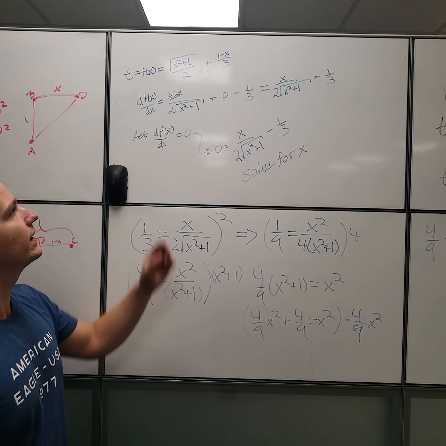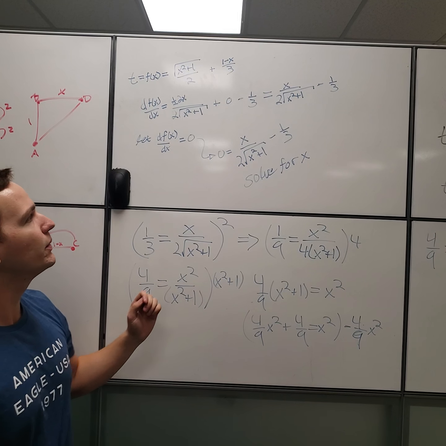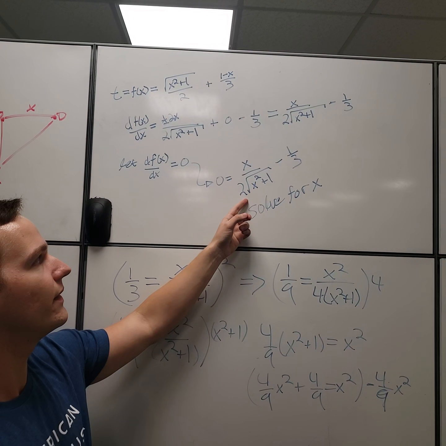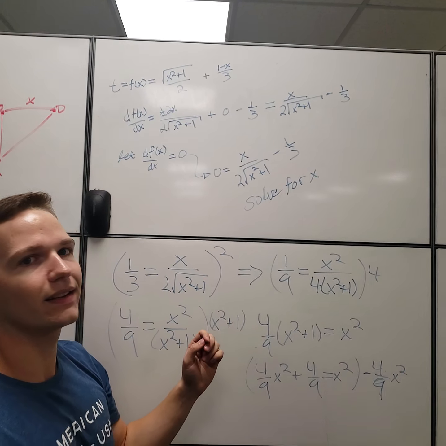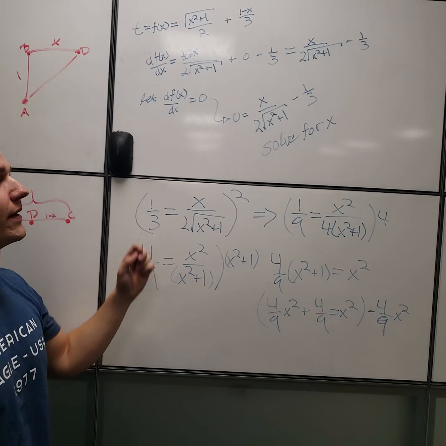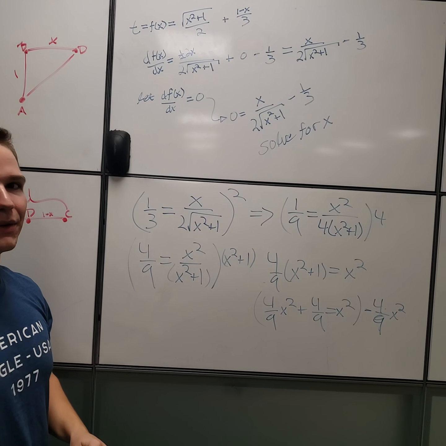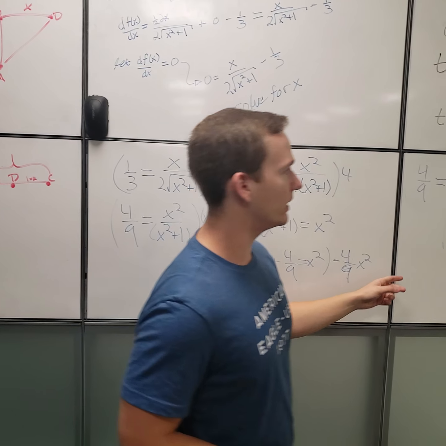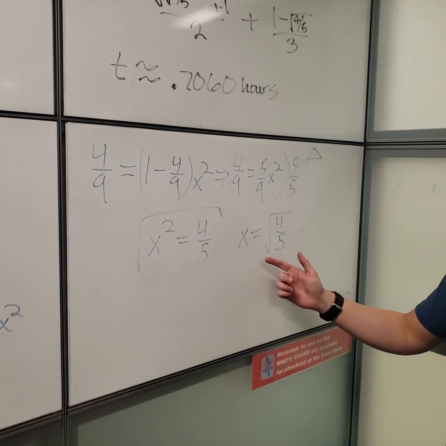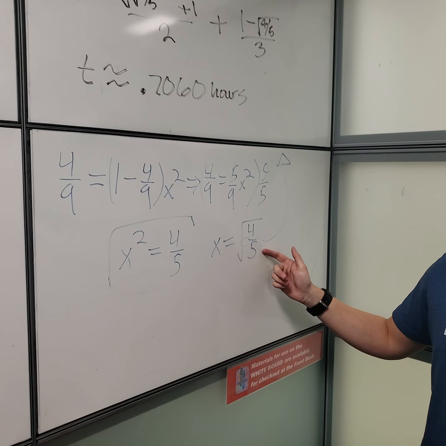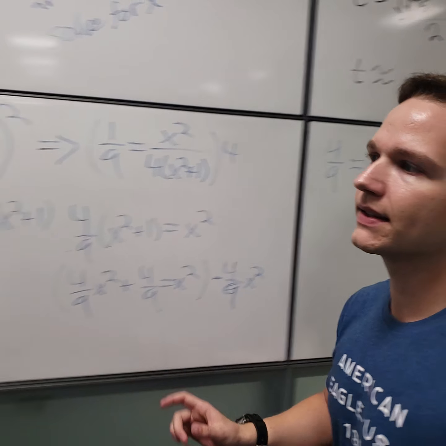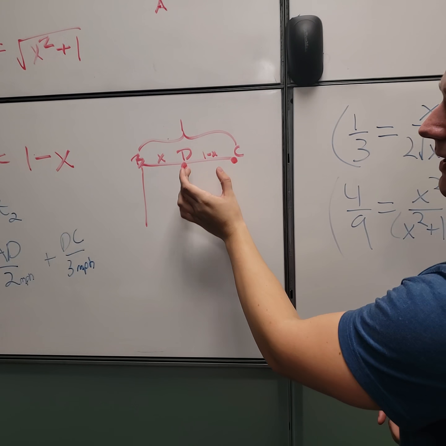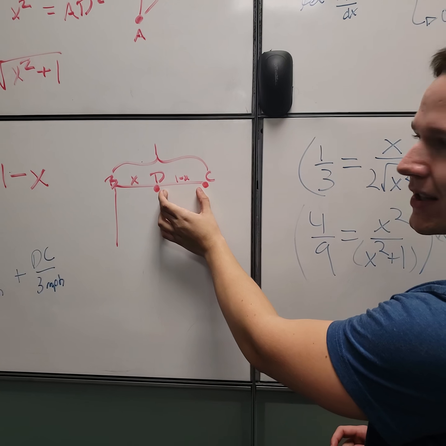And what we can do is take the derivative of that function, and we will get the derivative equal to x divided by 2 times the square root of x squared plus 1, minus 1/3. From there, we can set the derivative equal to 0, and then solve for x. When we do that, eventually we're going to get that x equals the square root of 4/5. In terms of that problem, that means that this distance right here from B to D is the square root of 4/5, and from D to C will be 1 minus the square root of 4/5.